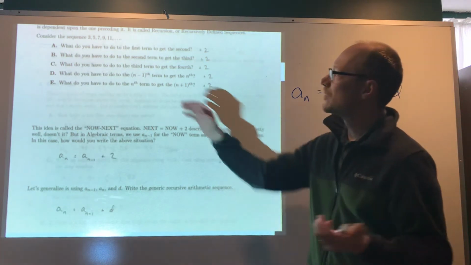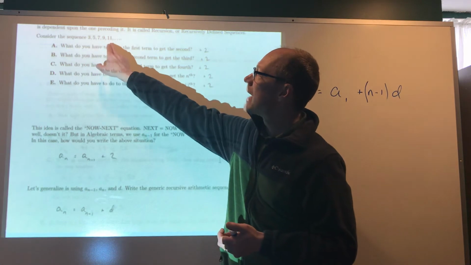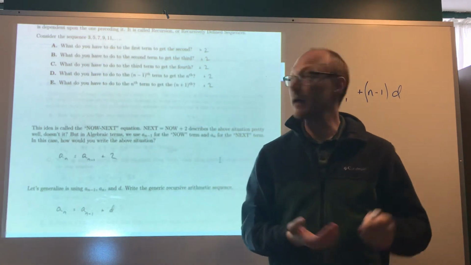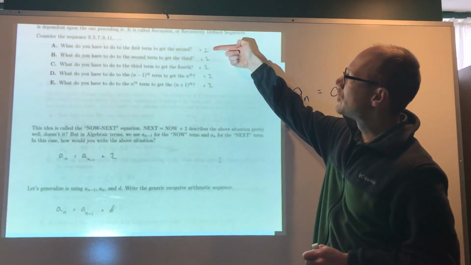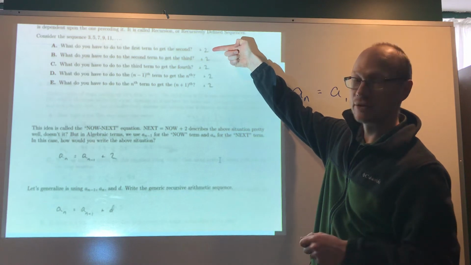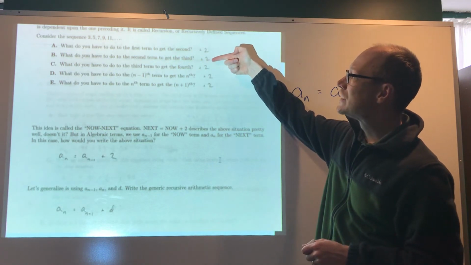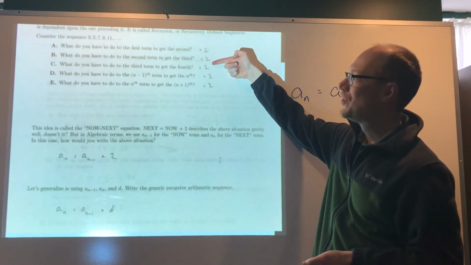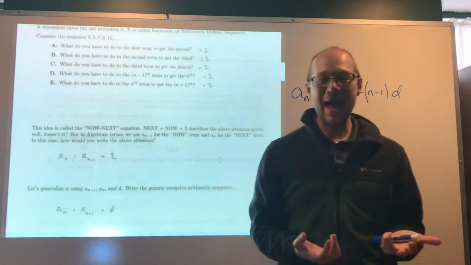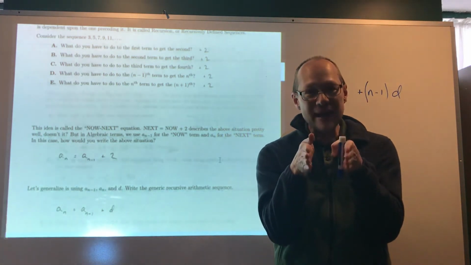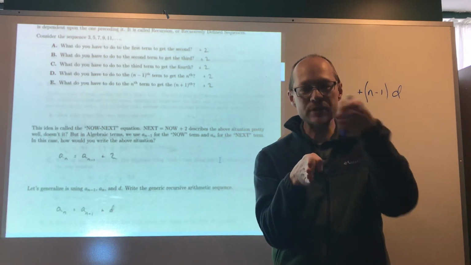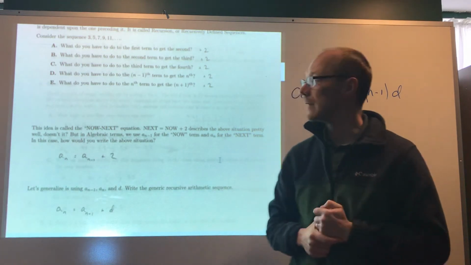It makes sense here with 3, 5, 7, 9, 11. We just add 2 each time. What did I do to the first term to get to the second? I added 2. What did I do to the second to get the third? Added 2. What did I do to the third to get the fourth? Added 2. As long as the two terms are next to each other, I get from one to the next just by adding 2, and it works out beautifully.